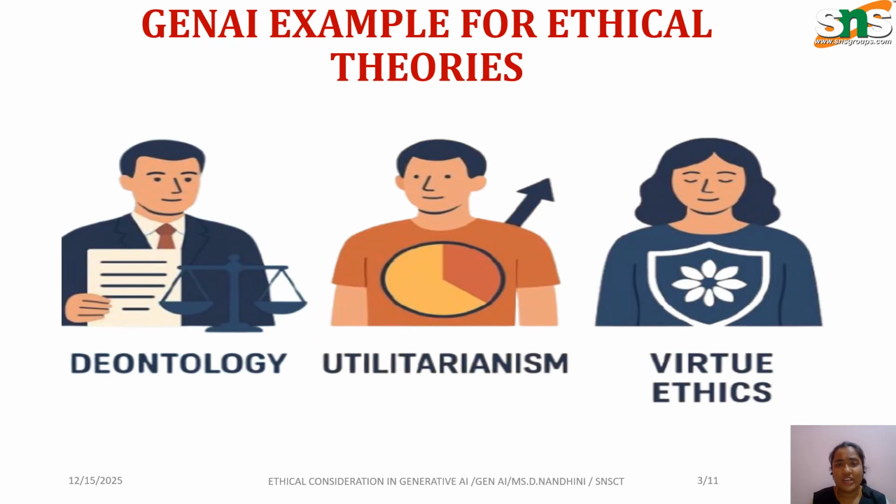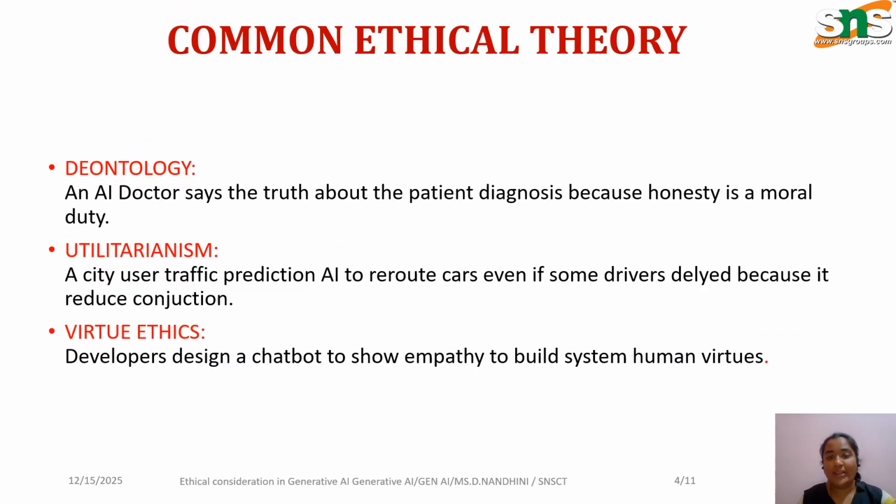So, there are some generative AI examples for ethical theories. There are three main ethical theories followed in Gen AI. First one is deontology, which always follows the rules or duties even if the outcome is not perfect. Second one is utilitarianism. That means choose the action that creates the greatest good for the greatest number of people. Next one is virtue ethics. Virtue ethics focuses on how to become a good person by cultivating moral character and habits. These are the three common ethical theories.